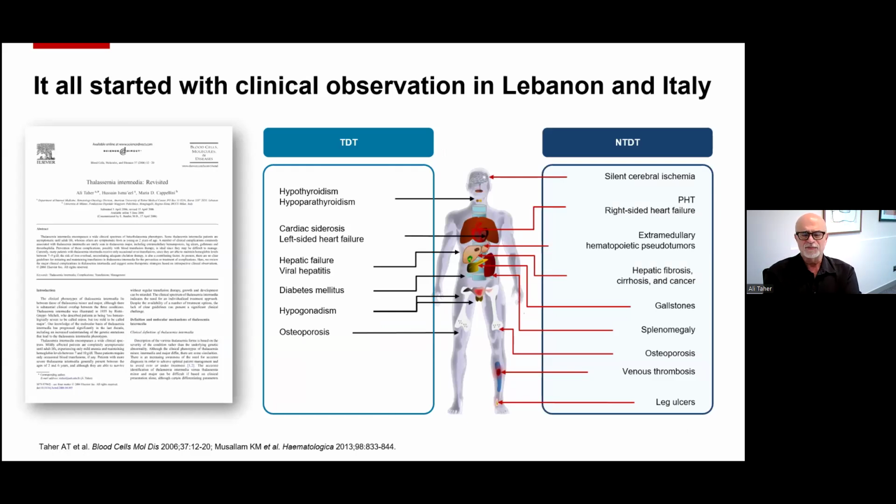Our work started some time ago, in 2005, 2006, when I tried together with Professor Cappellini to look into our patients with TDT and NTDT and see some of the morbidities or complications we have in NTDT that are not present in TDT, such as right heart failure, pulmonary hypertension, extramedullary hematopoiesis, venous thrombosis, venous ulcers. And that was in one of the studies that we did on around 30 or 40 patients in Milan and the same in Lebanon.